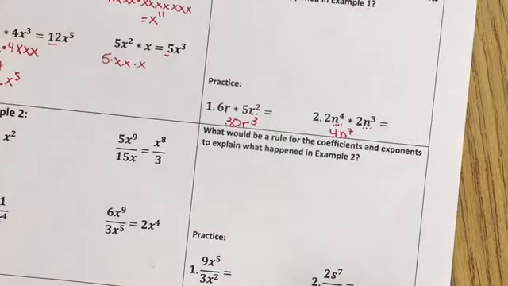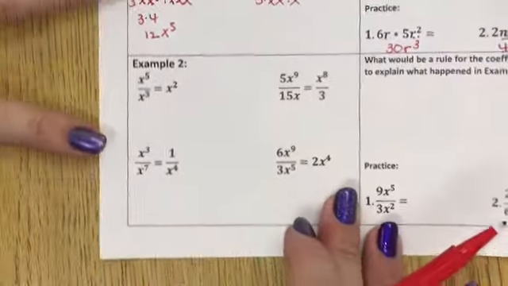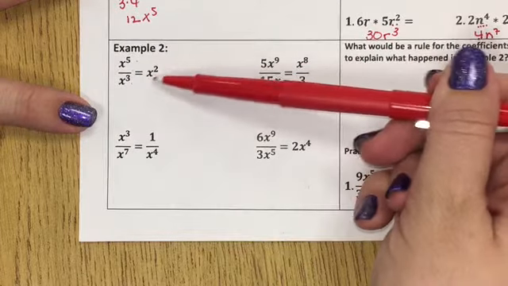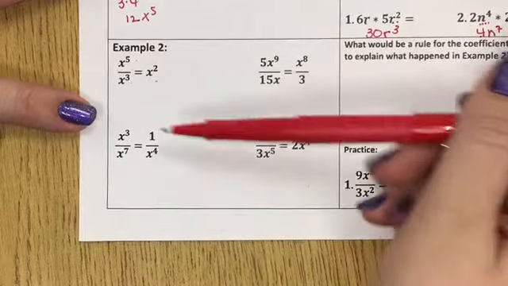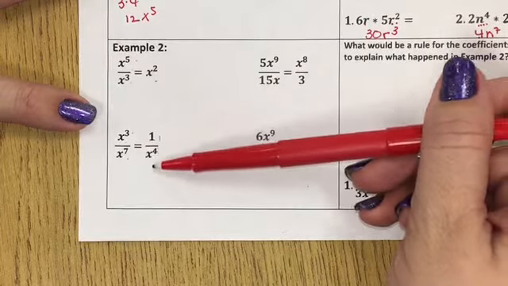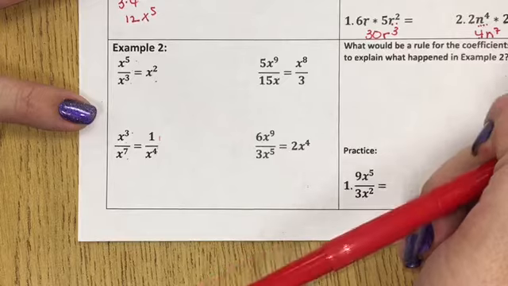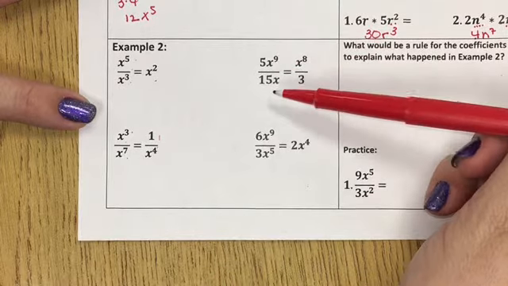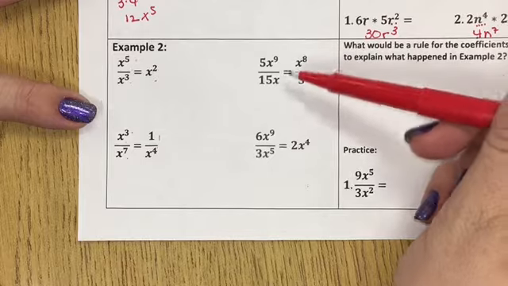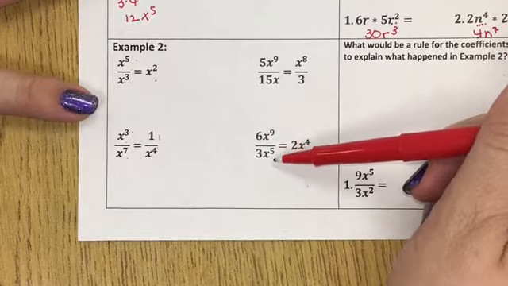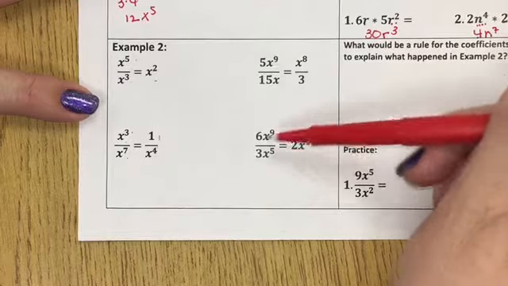Cool. All right, now let's take a look at example number 2. So here we go. I've got x to the 5th divided by x cubed equals x squared. And then down here we've got x cubed divided by x to the 7th equals 1 over x to the 4th. That one's a little trickier. You've got 5x to the 9th over 15x equals x to the 8th over 3, a little bit more difficult. And then 6x to the 9th over 3x to the 5th equals 2x to the 4th, slightly more difficult.